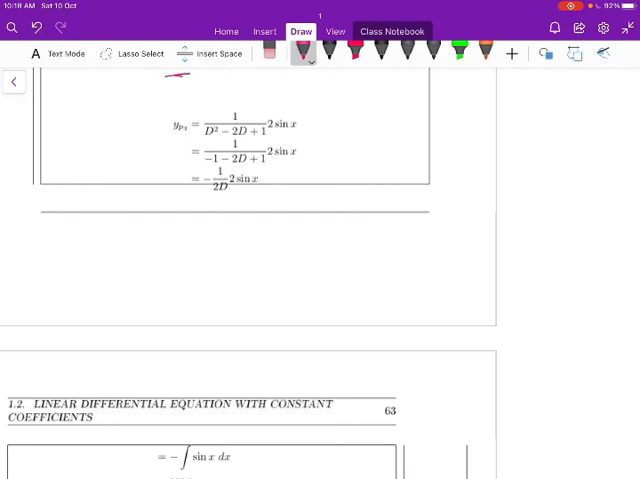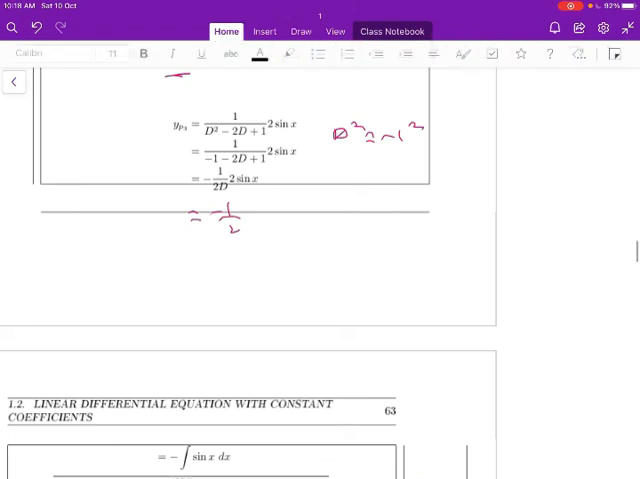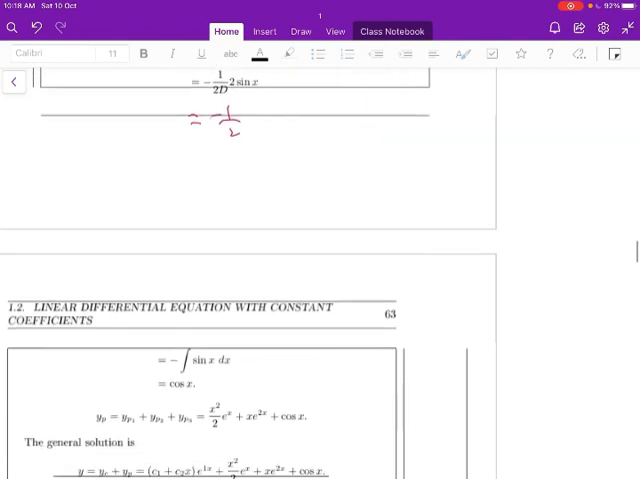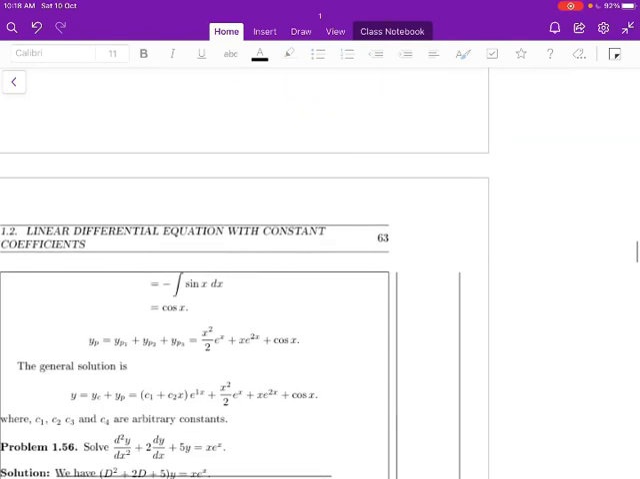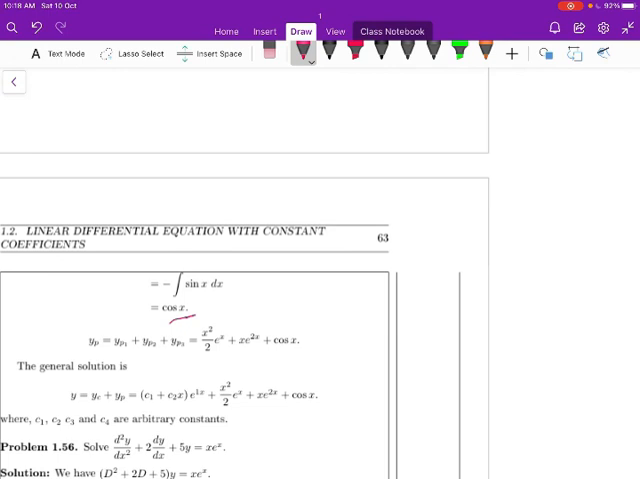Now let us move to yp3. 1 by d square minus 2d plus 1 into 2 sin x. We have to operate for d square; wherever d square, take minus 1. So 1 by minus 1 minus 2d plus 1, minus 1 plus 1 get cancelled. So minus 1 by 2 into 1 by d. 1 by d represents integration of sin x. So integration of sin x is minus cos x. So minus of minus, plus cos x.